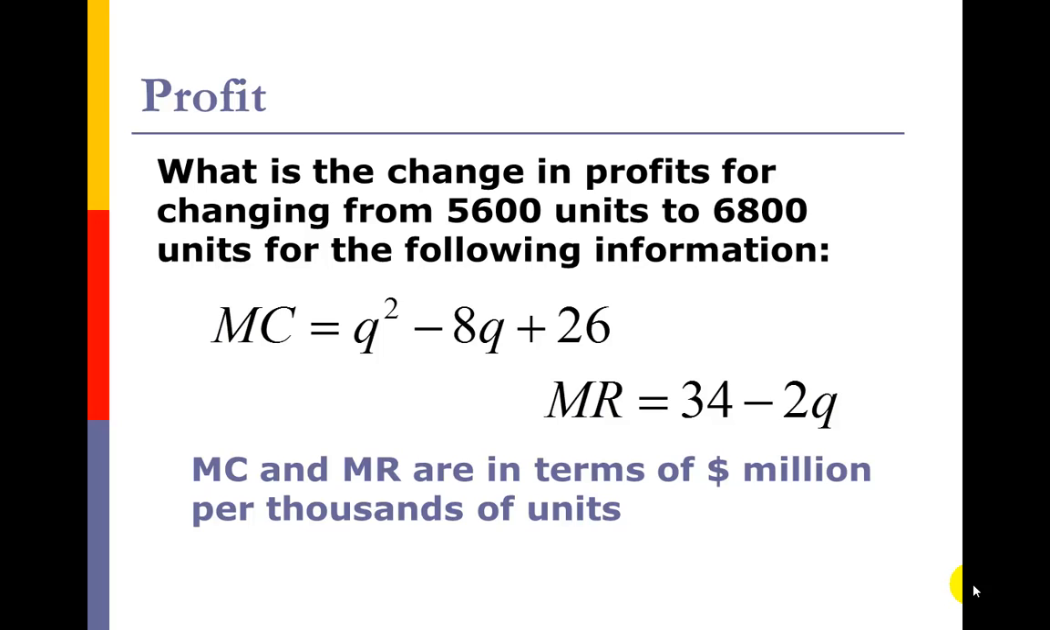The information that we have is two formulas here. We have a marginal cost and we have a marginal revenue. Marginal revenue and marginal cost are in terms of millions of dollars, and our units are thousands of units. Because they're thousands of units, if I'm going to do any of my calculations, I'm not going to type in 5600 into my formulas. I'm just going to type in 5.6 because it's thousands of units. So we just have to be careful of that, making sure that we got our units covered in that way.